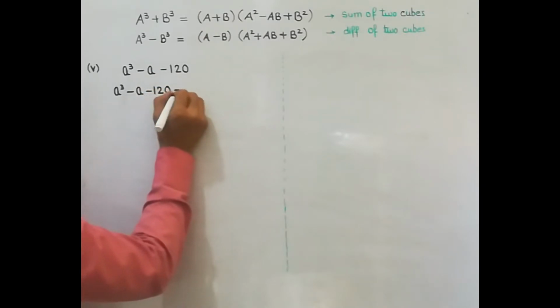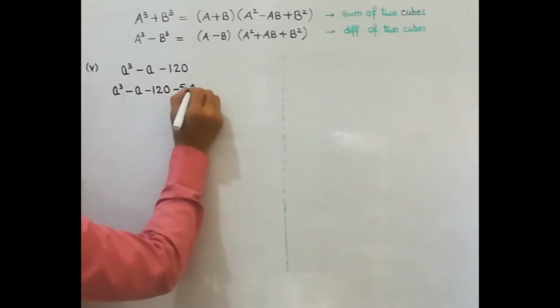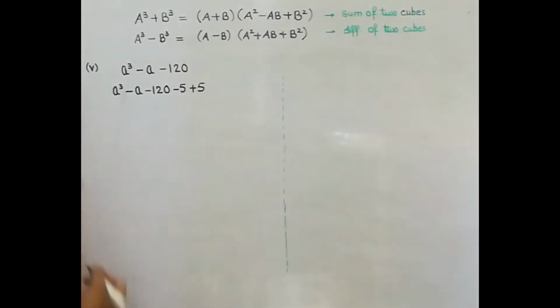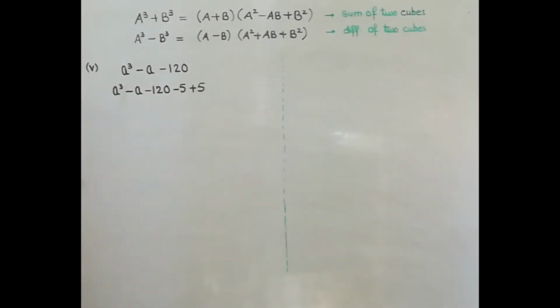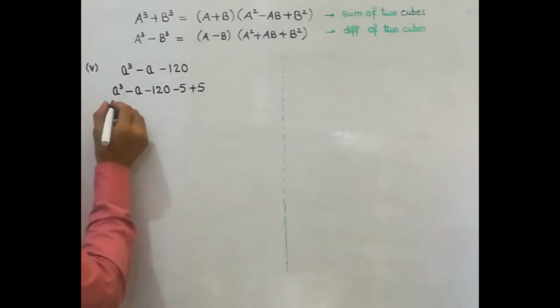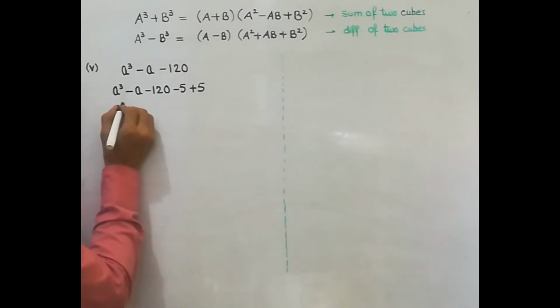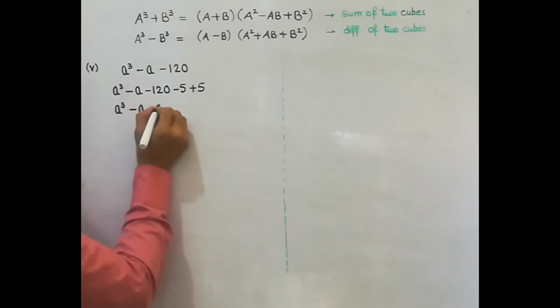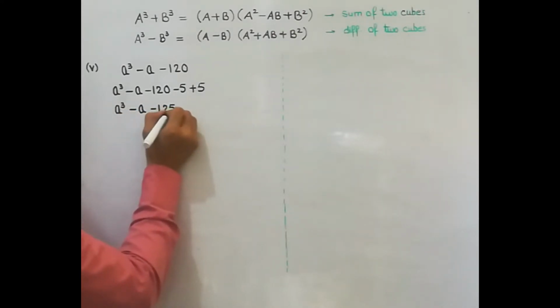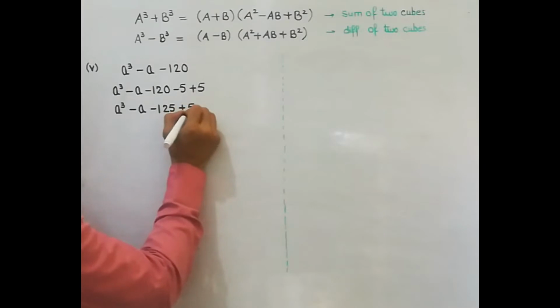I am writing minus 5 and then plus 5. So you can say that there is no change in the question, because plus 5 minus 5 will cancel out, it remains the same. Okay, now can it be written like this, a cube minus a minus 125 and then plus 5, like this.